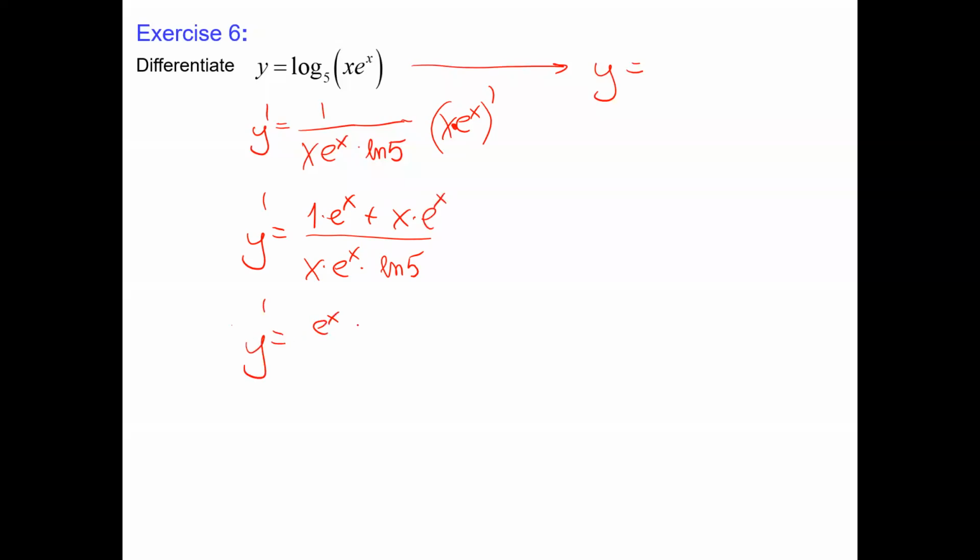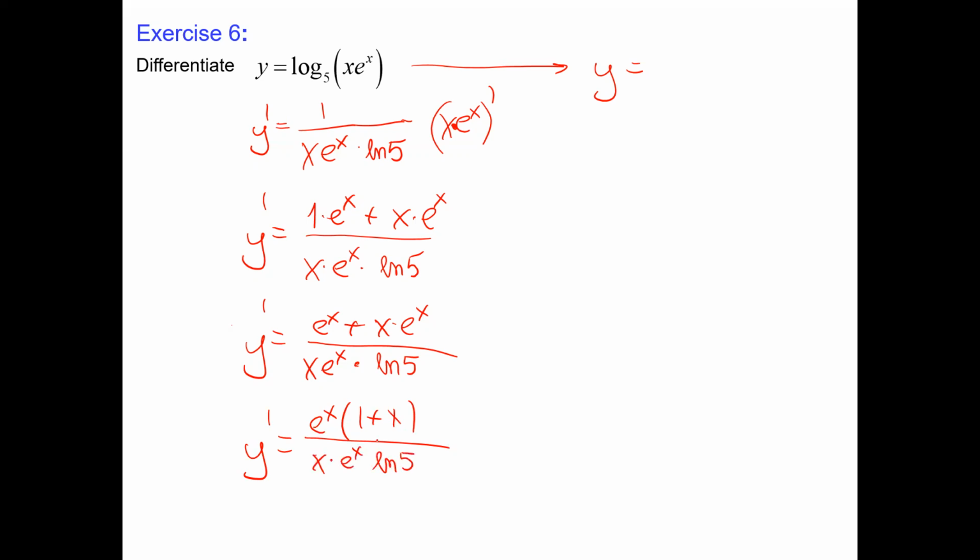Okay, we have e to the x plus x e to the x, over x e to the x natural log of 5. We can factor out e to the x: 1 plus x. Since every term is involved in the product, the final answer is 1 plus x over x ln of 5. Okay, not bad, not bad.